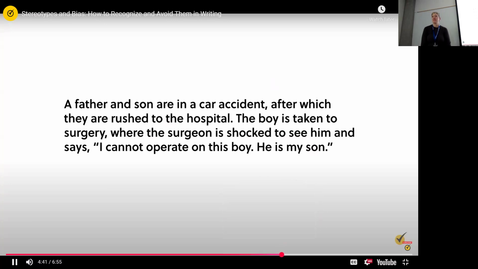The boy is taken to surgery where the surgeon is shocked to see him and says, "I cannot operate on this boy, he is my son." Now, how is this possible? Many are stumped by this riddle at first. That's a good guess. Wasn't the father just in a car accident? There's no way he's back at work.